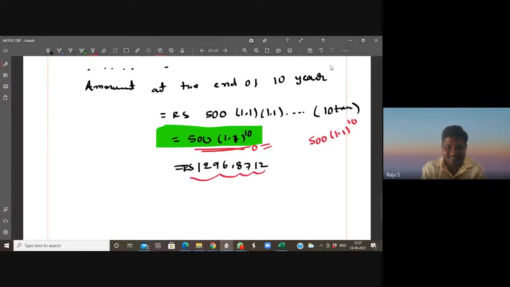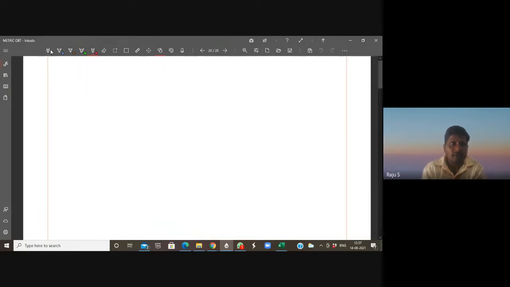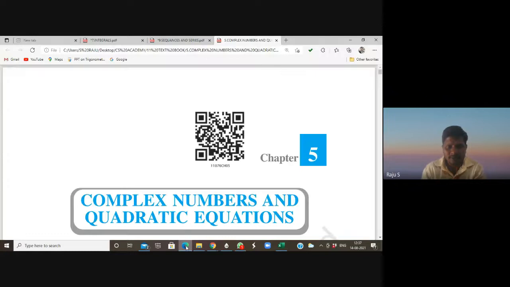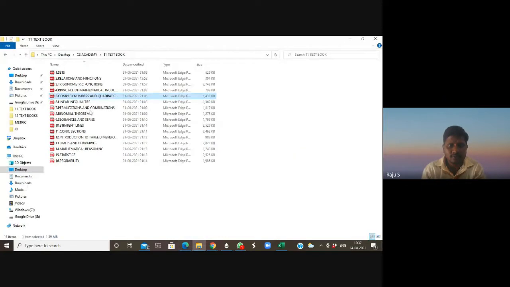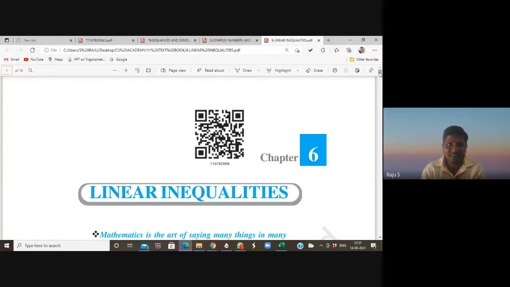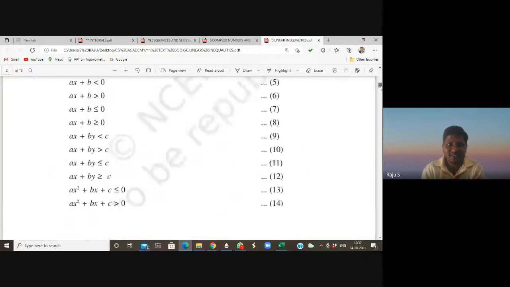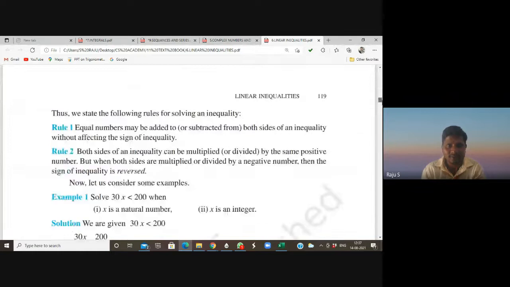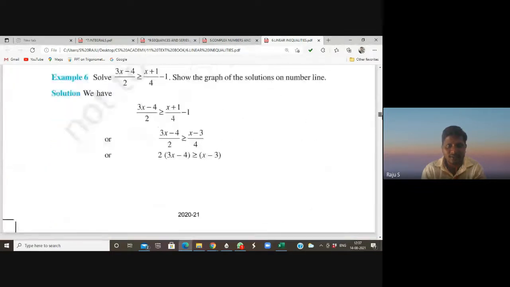Linear inequalities, students, the linear inequality concept I can explain to you. The answers are very easy. If it is an MCQ question, we'll do it within 5 seconds. All the answers, look here. Let's see the first exercise and second exercise.